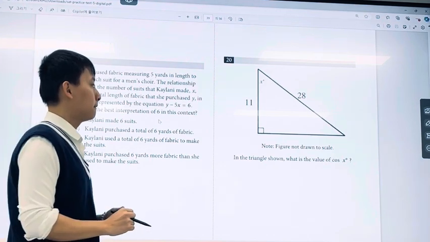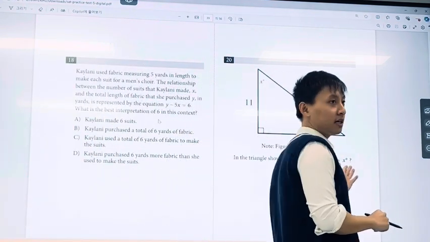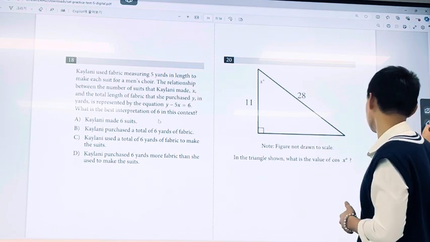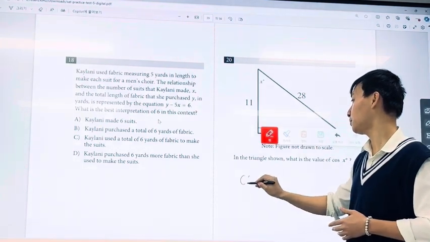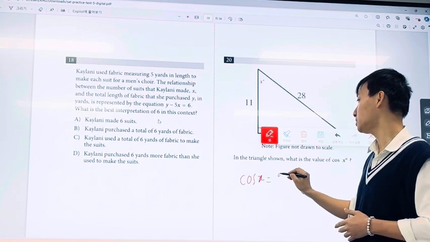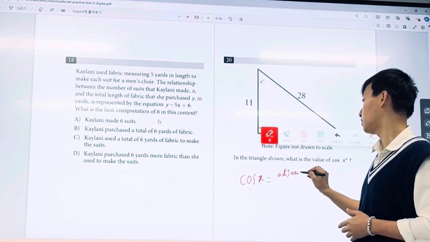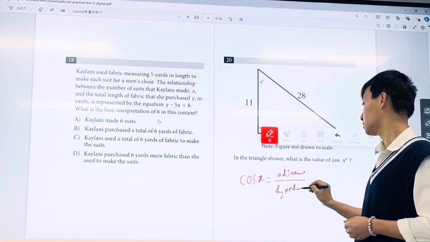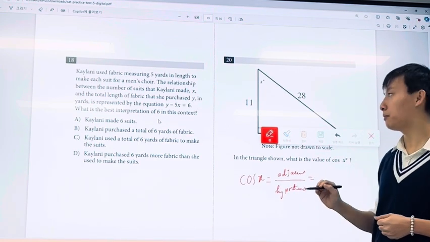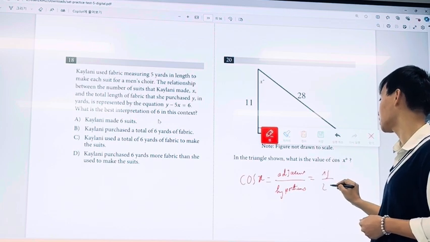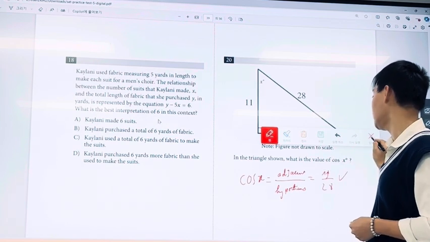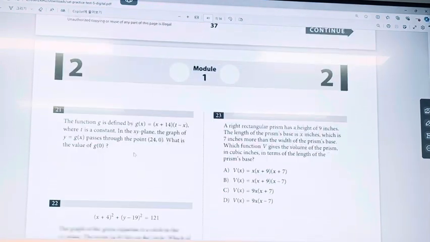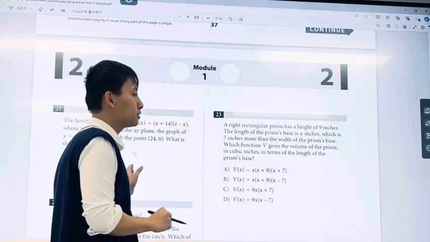Question 20, right? What is the value of cos x? You remember in the right triangle, cos x is going to be the adjacent divided by the hypotenuse. Adjacent divided by hypotenuse is going to be 11/28. The answer here is 11/28. Now question 21.